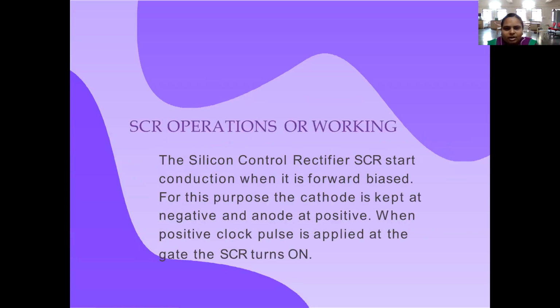What is the operation of an SCR? The silicon controlled rectifier starts conducting when it is forward biased, like a diode, like a PN junction. When it is forward biased, it starts conducting. For this purpose, the cathode is kept at negative and the anode at positive. When a positive clock pulse is applied at the gate, the SCR turns on. Only when a gate pulse is applied is the SCR going to turn on.